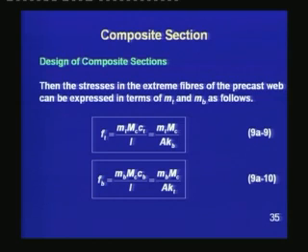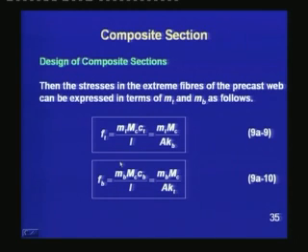Then the stresses in the extreme fibers of the precast web under the moment Mc can be expressed in terms of mt and mb as follows. Ft is equal to mt times Mc times Ct divided by I, which is equal to mt times Mc divided by A times kb. These stresses can be derived once we substitute the definitions of small mt and small mb. Similarly, Fb is given as mb times Mc times Cb divided by I, which is equal to mb times Mc divided by A times kt.